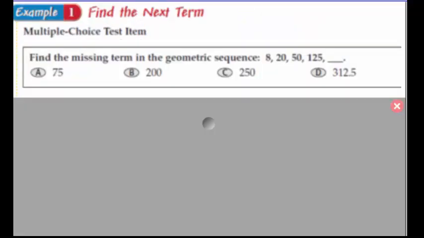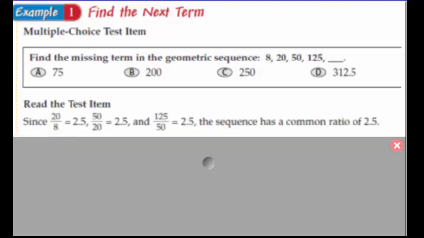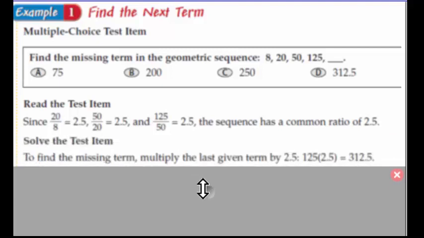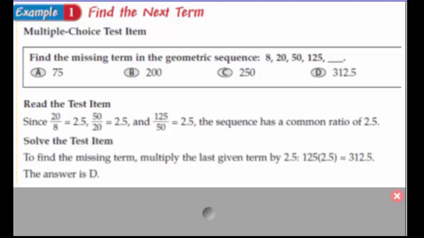Take a second and see if you can figure this one out. Alright, so hopefully you took one term and divided it by the previous term. So 20 divided by 8, 50 divided by 20, 125 divided by 50. Notice we get a ratio of 2.5 for all of them. That means if we need to find the next term, all we have to do is multiply 125 by 2.5, and that would give us D.